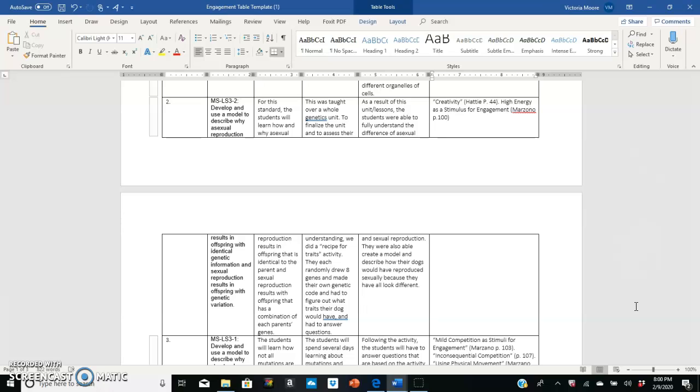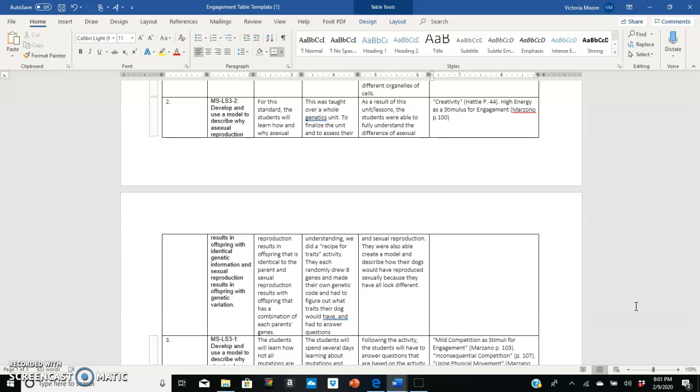And this again was taught over a whole genetics unit. We did a recipe for traits activity to assess their understanding of the topic, and they randomly had to draw 8 genes out of an envelope in whatever order they got them. So they all had the same 8 genes, but a different order meant a different end result, because for gene 1 there are 4 different head types, so they would get a different head, and then gene 2, a different body, and so on. Just altering 1 or changing 2 around caused the dog to look different.